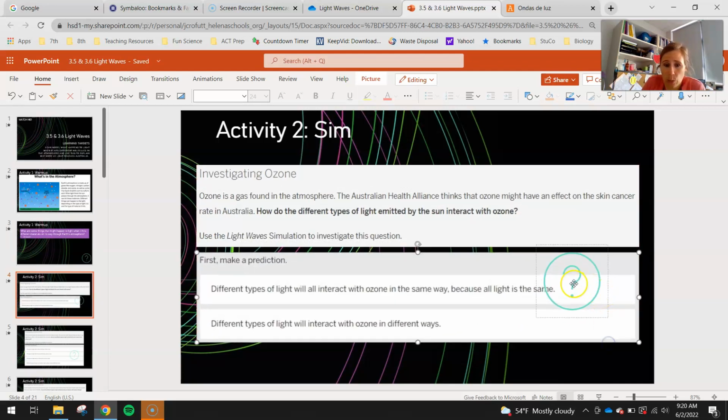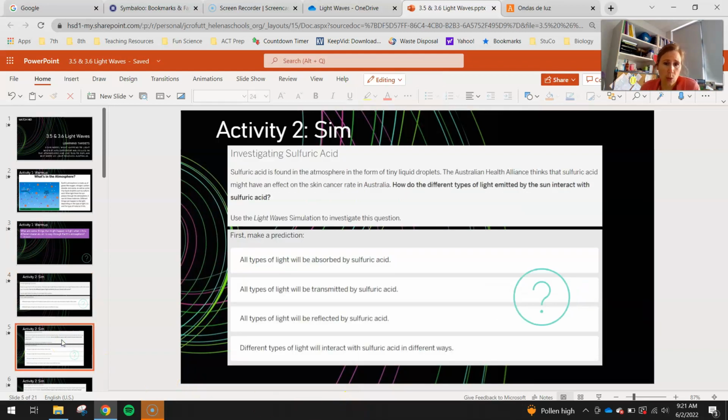So you guys will first make a prediction. You might think different types of light will interact with ozone in the same way because all light is the same. Or you might think that different types of light will interact with ozone in different ways. Okay, so remember, we are just going to be focusing on UV light, but we are still going to look and see what some other interactions might be with things like gamma rays, radio waves, visible light, those kinds of things.